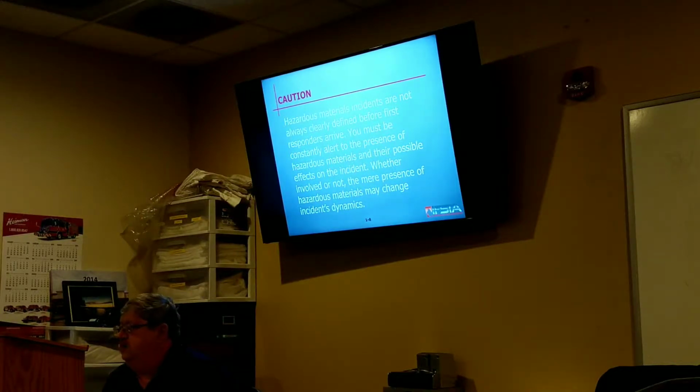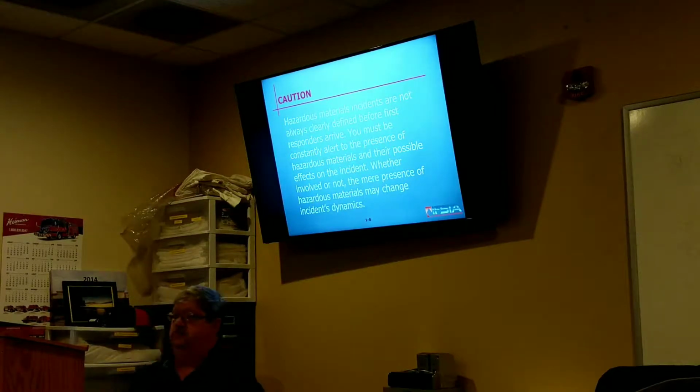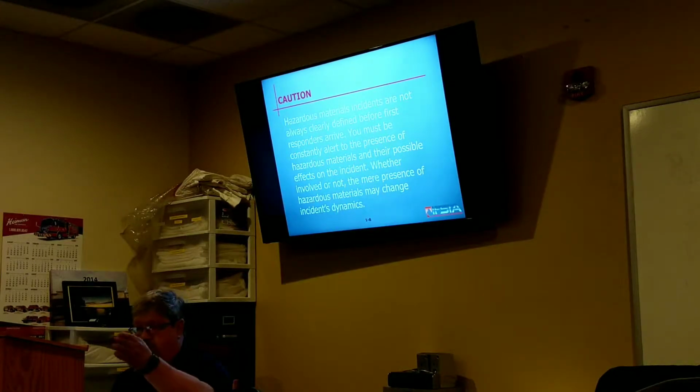Hazardous material incidents are not always clearly defined before first responders arrive. You must be constantly alert of the presence of hazardous materials. So when we get on scene and we see something like this, the first thing we're going to do is go to that ERG book and look it up and see what it is before we get too close, okay?